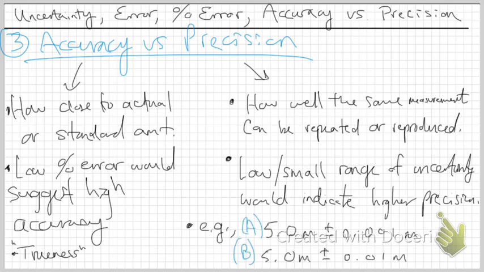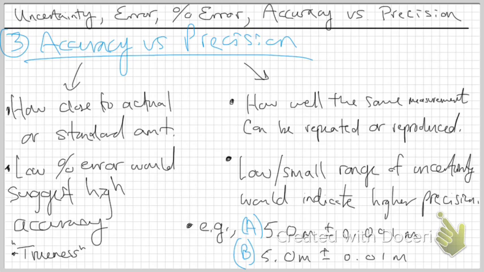So, for example, at the very bottom there, of A and B, A being 5.0 meters plus or minus 0.001 meters, and measurement B being 5.0 meters plus or minus 0.01 meters, which of those do you think has greater precision in its measurement? So we look at what is the range of our uncertainty as an indication of that precision.